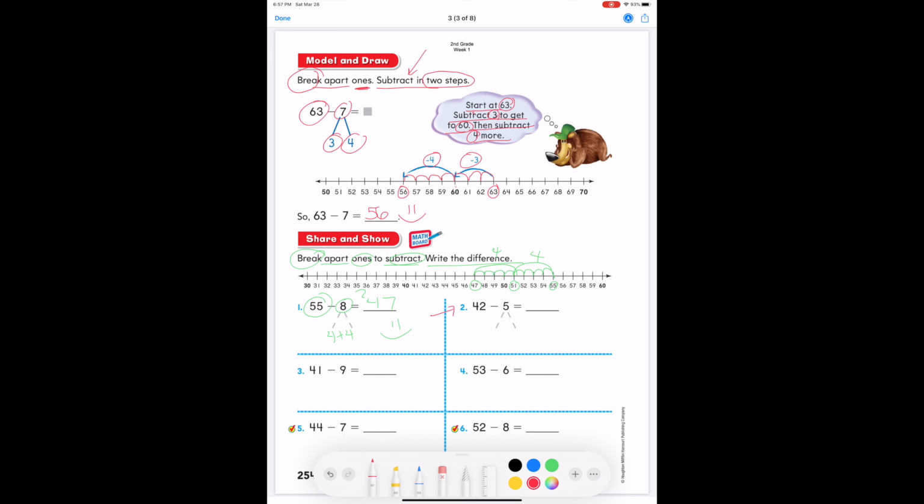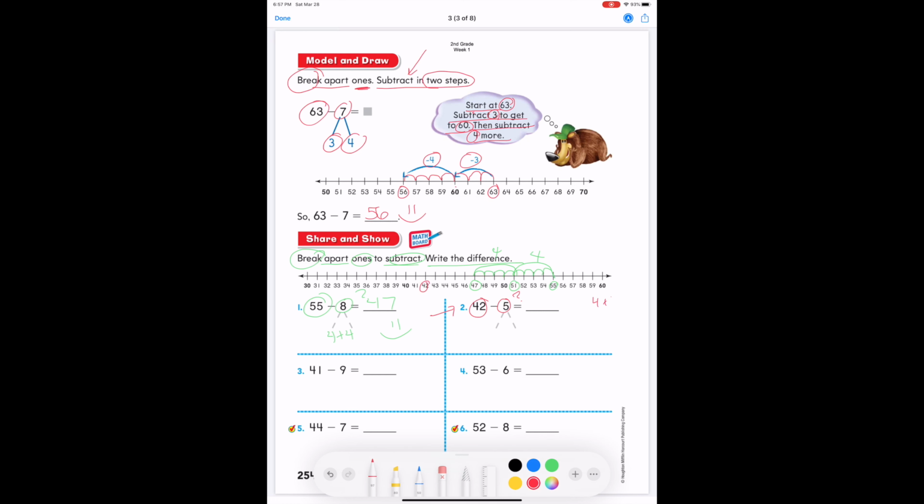Now let's take a look at number 2. We need to start at 42. We have 42 minus 5, so we start at 42. And then we're going to subtract 5, so we're going to be jumping to the left, right, boys and girls?